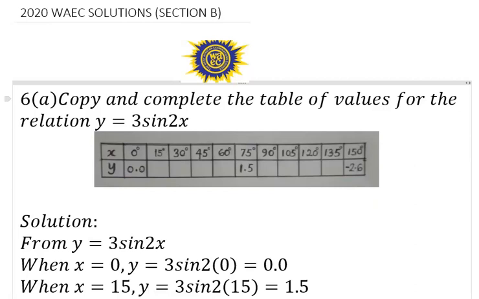Number 6A, copy and complete the value for the relation y equals 3 sine 2x. We've been given the relation y equals 3 sine 2x. So we have to copy this table and complete them. All you just need to do is to copy what you have here, 3 sine 2x. That means anywhere you see x, you put 0 and solve it. That's the value of your y. You move to the next one, 15. Anywhere you see x, you put 15. So that's what we've done here.